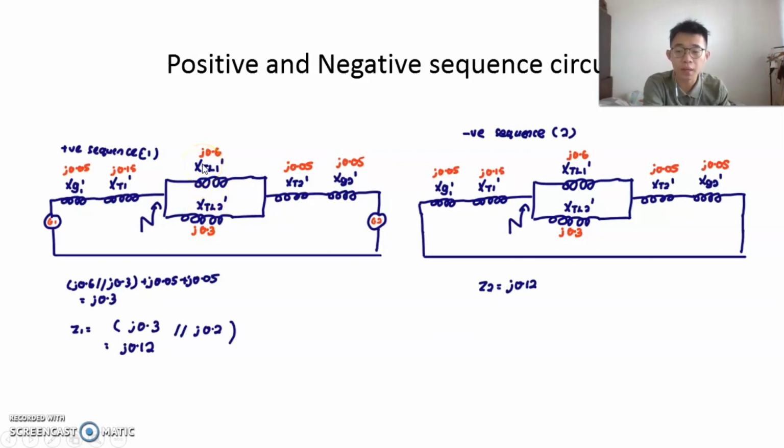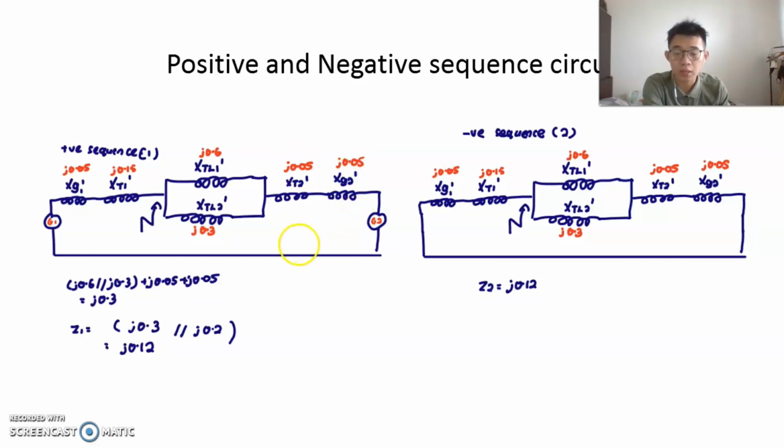So basically for positive sequence, we just swap the components with their respective impedance. For generator 1, the impedance is J0.05, transformer 1 J0.15, transmission line impedances J0.6 and J0.3, transformer 2 impedance is J0.05, and generator 2 impedance is J0.05.